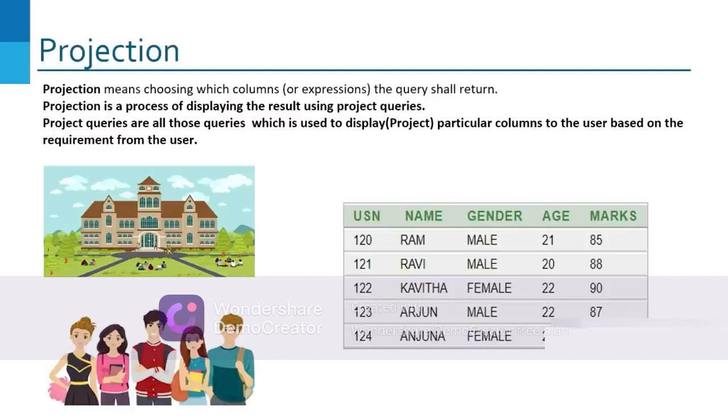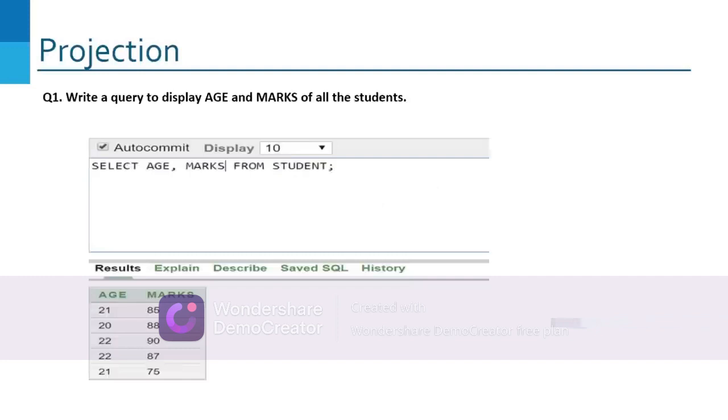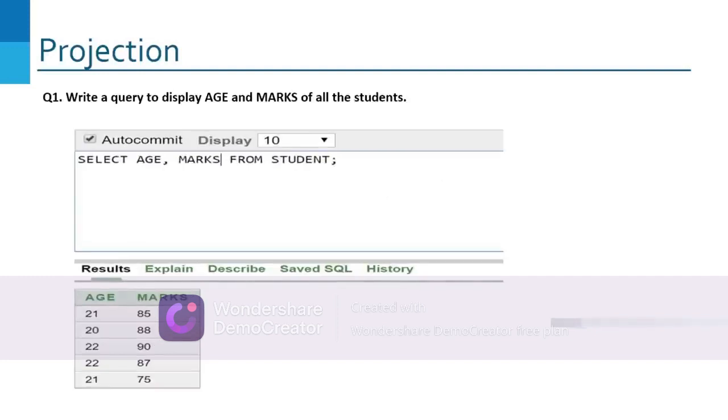Now suppose you are writing that I want the details of all the students whose age is greater than 20. So now you have a condition. You want all those details whose age is greater than 20. You are actually wanting those things which you want to project in your resultant table, right? So that is what projection is. Now, look at this particular example: write a query to display age and marks of all the students. I want to display only age and marks of the students, so I'll write select age, marks from student, because I only want to display age and marks. This is what projection is.